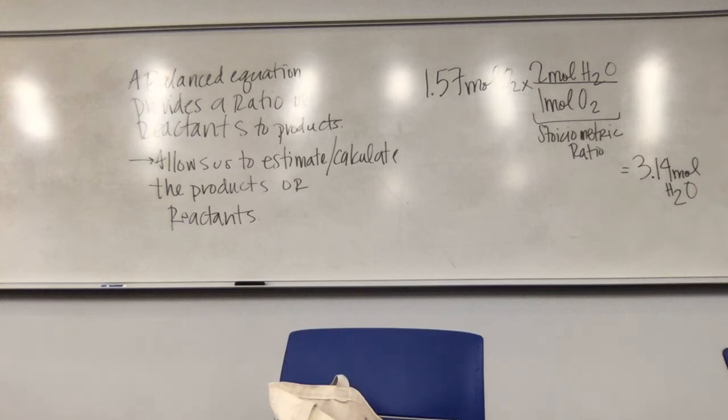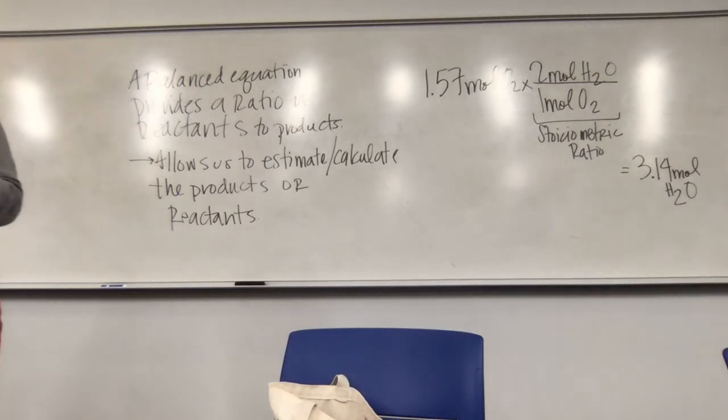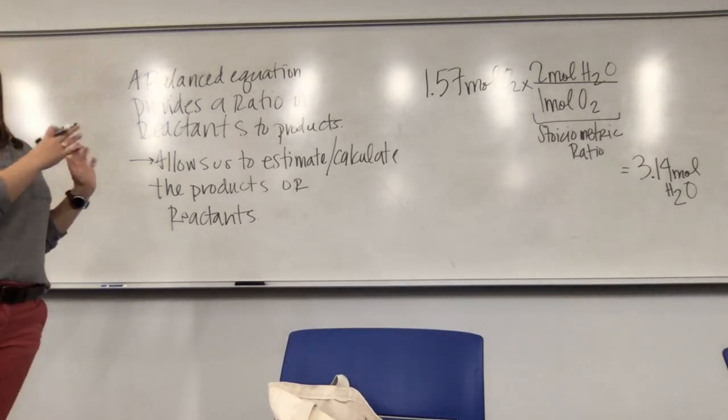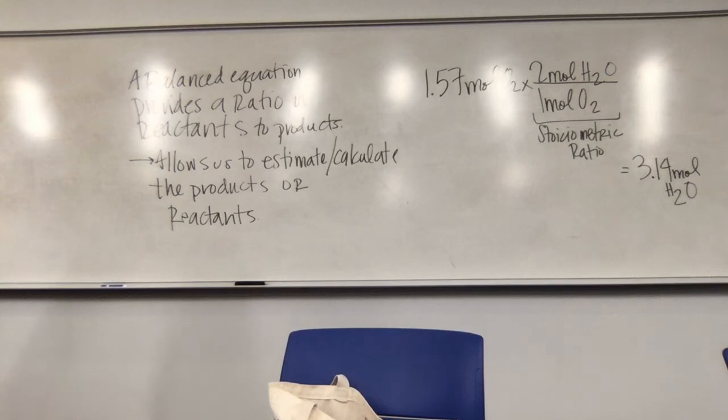I would never ask you for Avogadro's number using a balanced chemical equation. I could imagine that Alex would say, if you started with 9 million hydrogen gas atoms, how much would you get? And then you could use it. But otherwise, no. Good question. Any other questions?